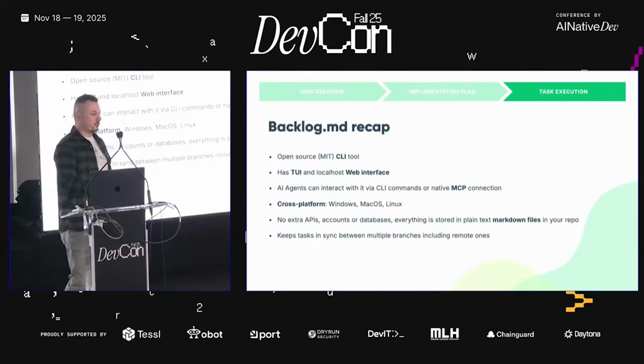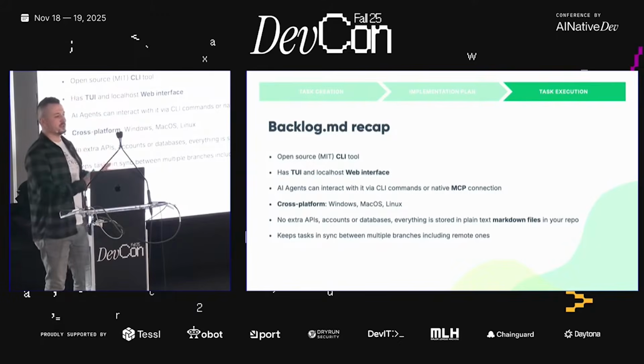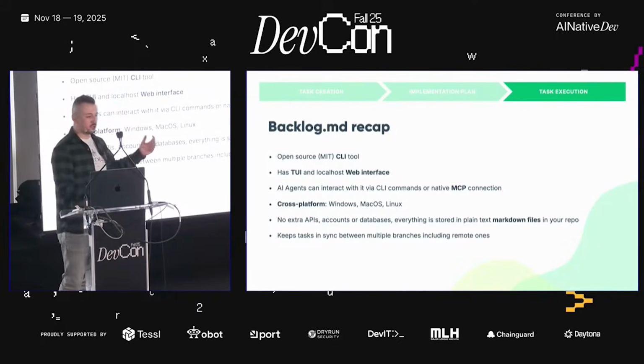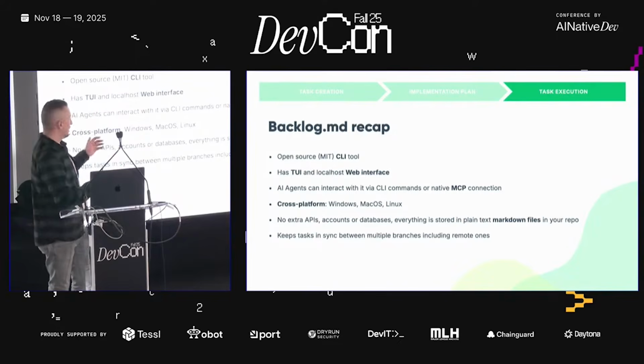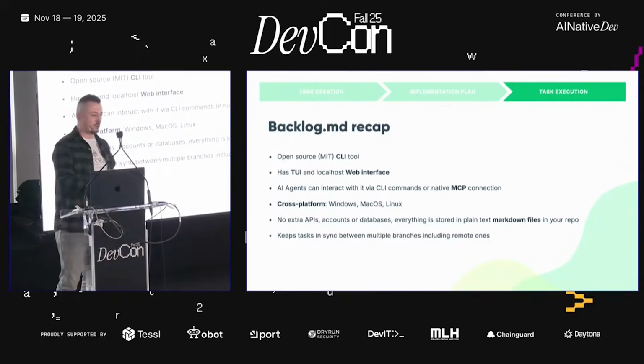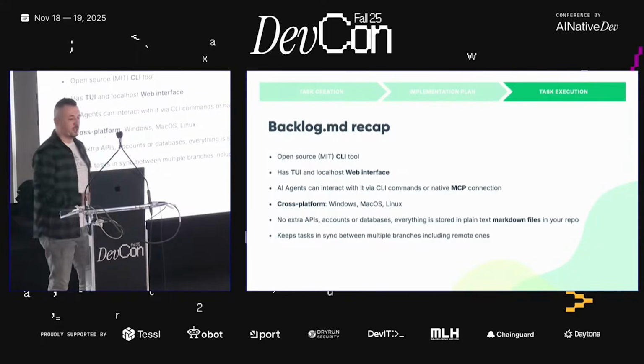So if you and your colleagues are working on the same repo, you would see the tasks that other people create in other branches, as long as they push to some origin. And this backlog does it using Git commands under the hood. So it uses a lot of Git fetch and some other Git commands.